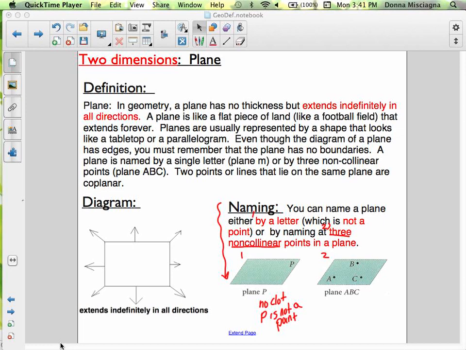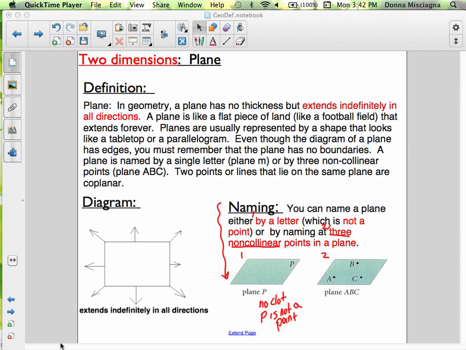We have 2 ways to name a plane, and I'd like you to include the diagrams that go with it because they show the 2 ways, as well as the words in red. So we have method number 1. We can name a plane by a letter, which is not a point. So in picture number 1 there, we see plane P. Right, so planes like lines have an infinite number of points, but maybe we're not interested in the points on the plane, and so we don't write them in. But we want a way to talk about the plane. So maybe we're just going to label it with a single letter. We can do that, so long as we don't include a point.